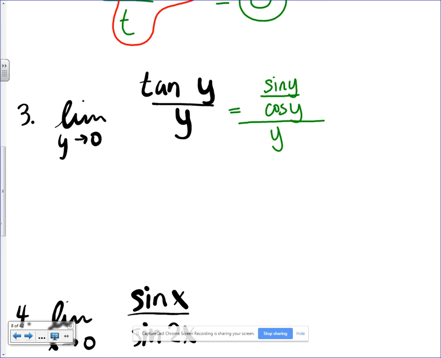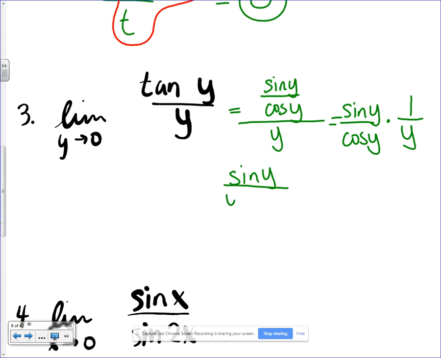Well, how do I have a fraction in a fraction like that? What do I do? How do I make this look a little better? Okay, so really this would be sine of y over cos of y times 1 over y. Isn't that the reciprocal of y, 1 over y? So now I have sine of y over y cos of y.